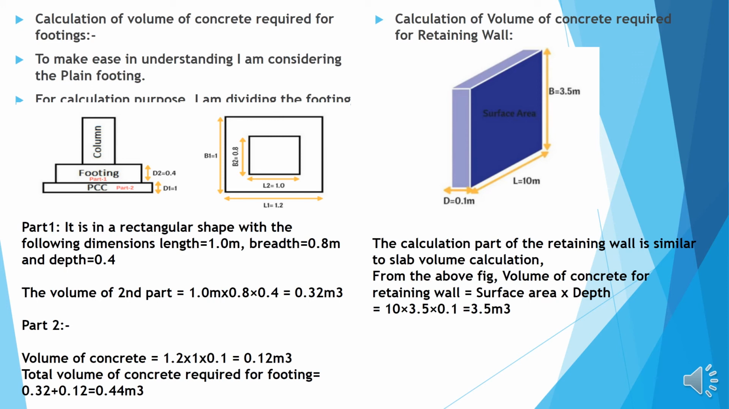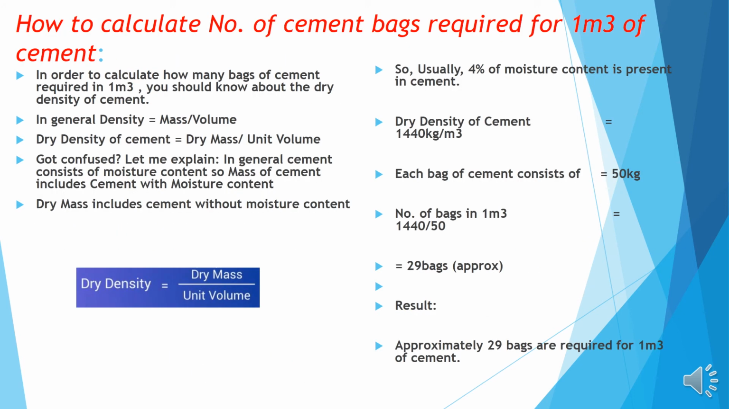Calculation of the volume for a retaining wall. The calculation of the retaining wall is similar to the slab calculation, that is the surface area into depth is equal to the volume. See, this length is 10 meter, height is 3.5 meter, the thickness is 0.1 meter. So, the concreting of the retaining wall is equal to surface area into depth, 10 into 3.5 into 0.1.